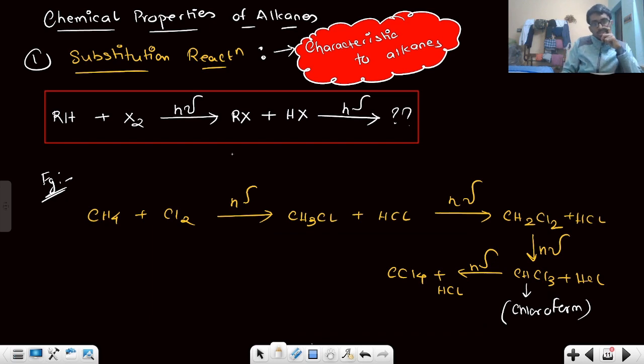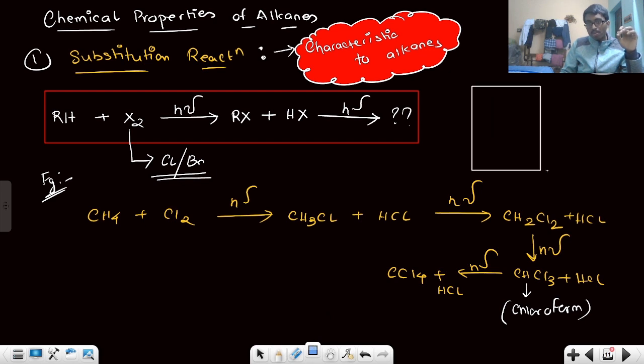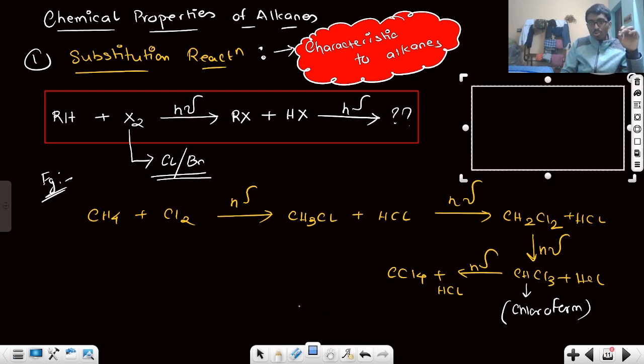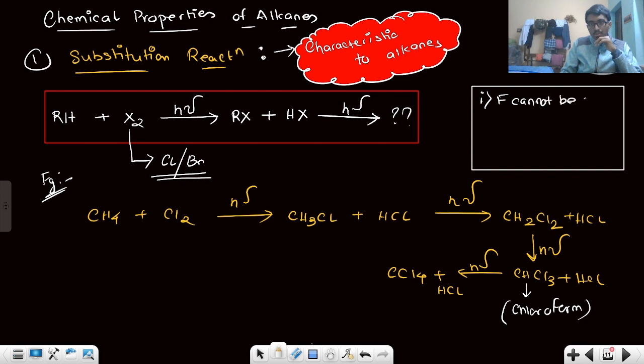Now, when we are going to do this, we will not use certain things. What are those certain things? When I am going to talk about this X, what can this X be? This X can be Cl or Br only. Why Cl or Br? F we cannot use due to its highly explosive nature. I am writing over here at this side. Okay, please take a note of that. Note number 1, F cannot be used due to explosive nature.